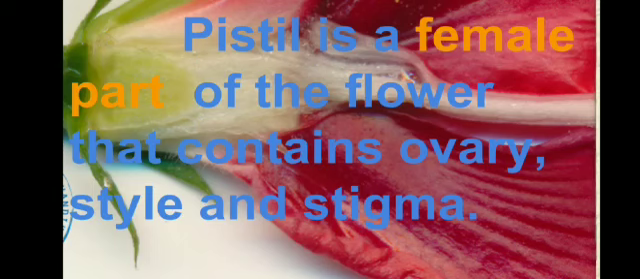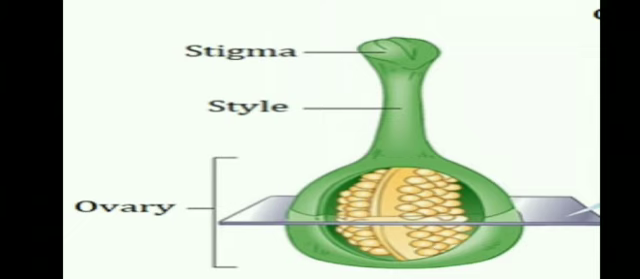And what they do is they send it to the pistil, which is a female part of the flower that contains ovary, style and stigma. So this pistil is a female part of the flower that contains ovary, style and stigma. This is how the pistil looks. This is where the pollen grains are stored.